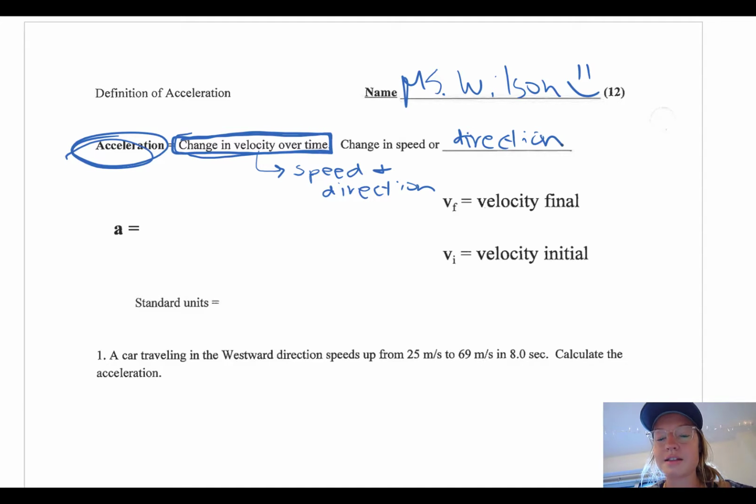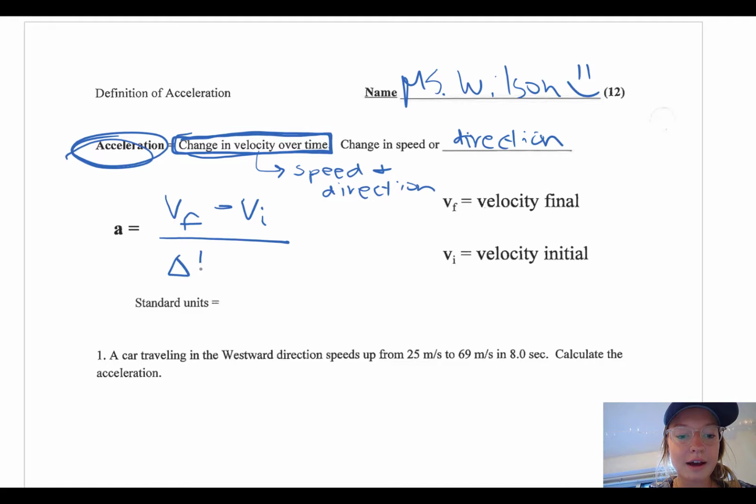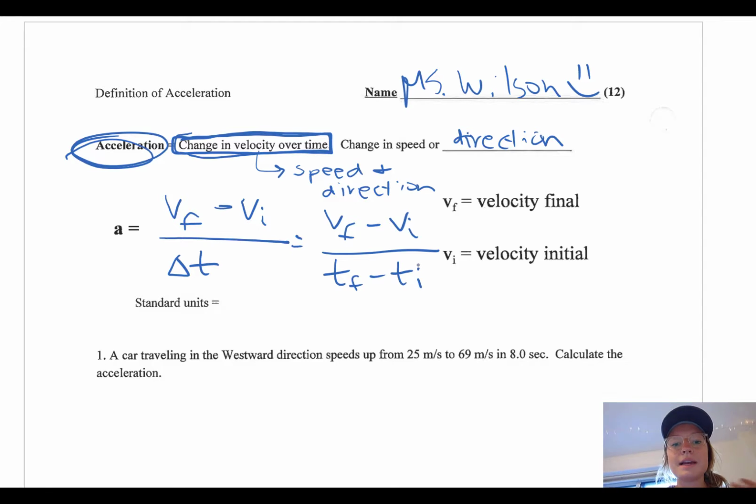So we can do this like a lot of things in physics. We can describe acceleration with words, with graphs, and with equations. So right now we are going to use an equation to describe what acceleration is. Acceleration is a change in velocity over time. So it's going to be our final velocity minus our initial velocity divided by our change in time, where that delta here just means t final minus t initial. So you can write that out. T final minus t initial. So that's what acceleration is. It's just a change in velocity divided by a change in time. It's the rate of the change in velocity.